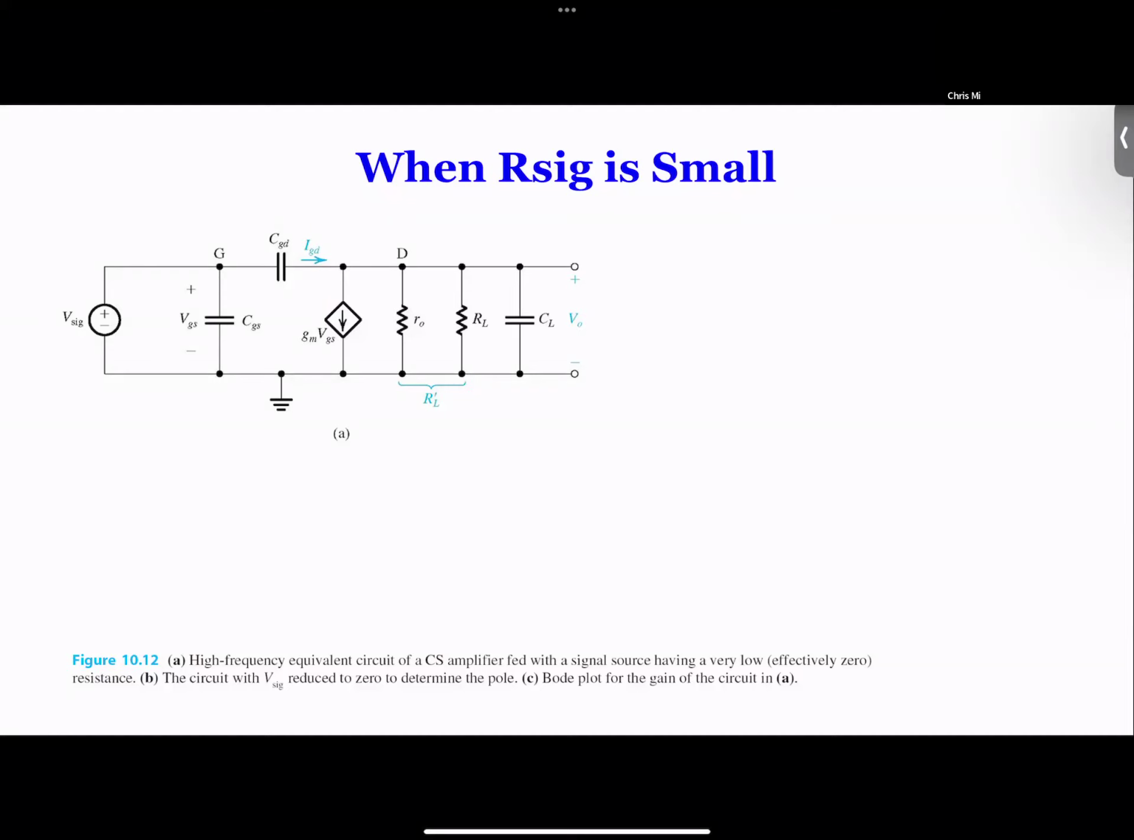Without that, this circuit becomes fairly simple. In fact, you have two nodes: there's a G node, and there's a D node.